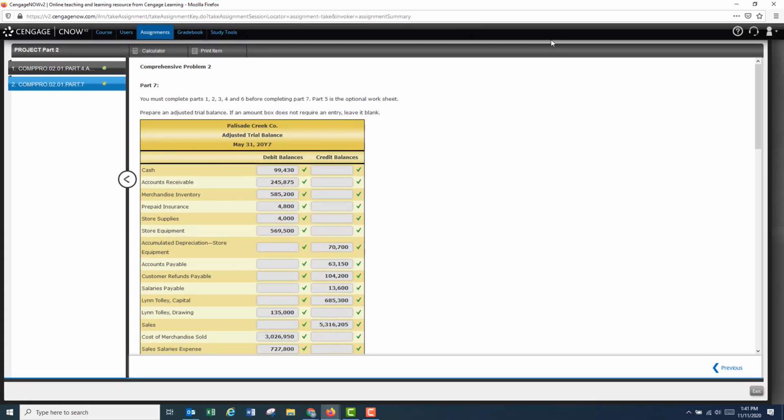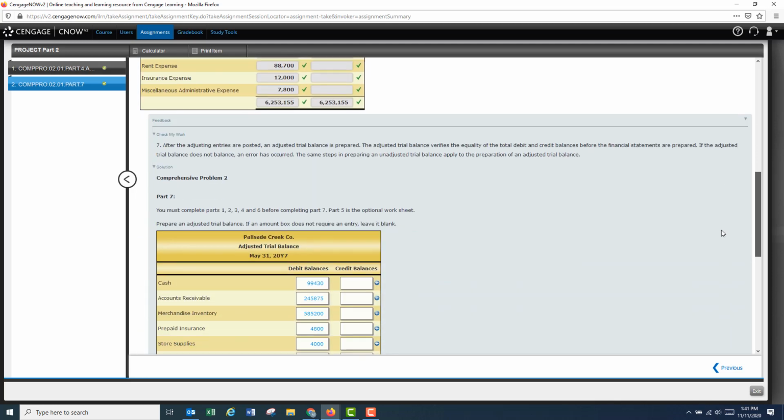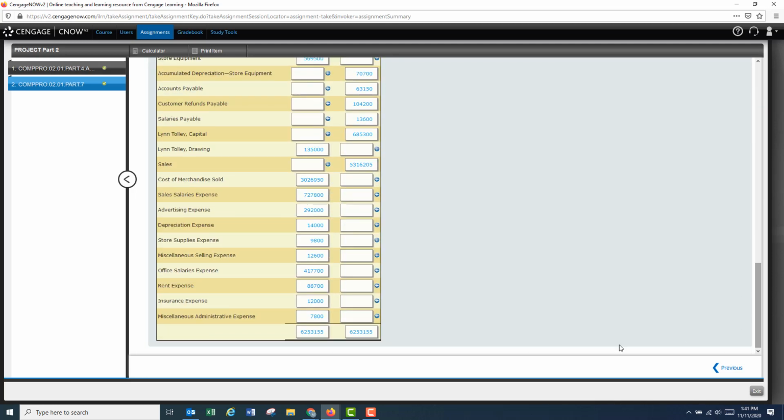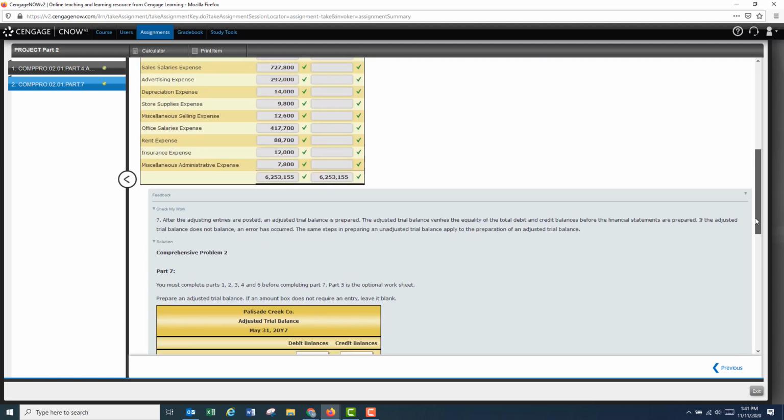Here is project part 2, where you had to do adjusting entries, journal entries, and then using the journal entries, you compile the adjusted trial balance. Alright, and you can go back to project part 2 and get the answers. The solution is available to you by scrolling down right here. Here is the solution that you will see in project part 2.